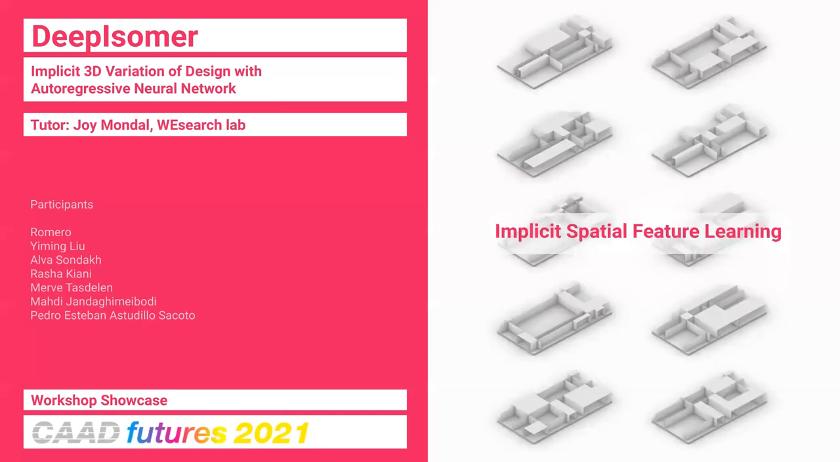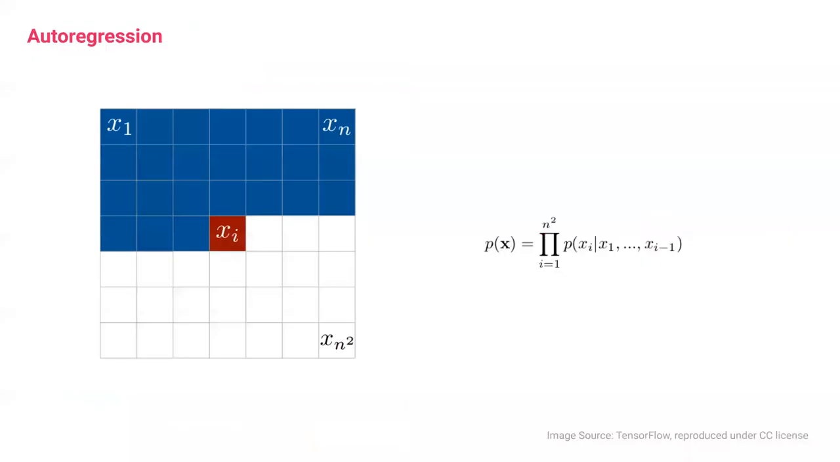And the idea, as I've said, is to learn the implicit spatial feature or the distribution of built mass in the example model and give out iterations or variations of that.